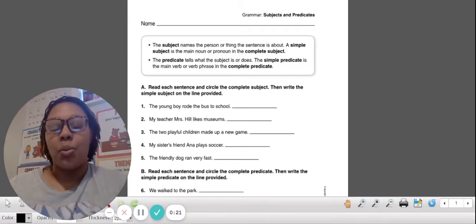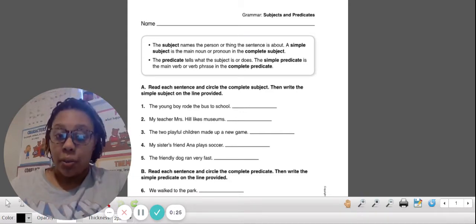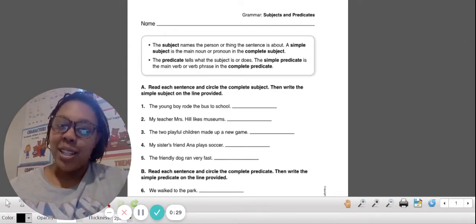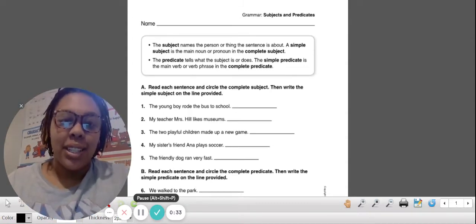So before we get started, we're going to look at this worksheet and we're going to start at the beginning. Before we read the directions, there's an information box at the top. Who would like to read the information box? All right, everyone, let's read it together.